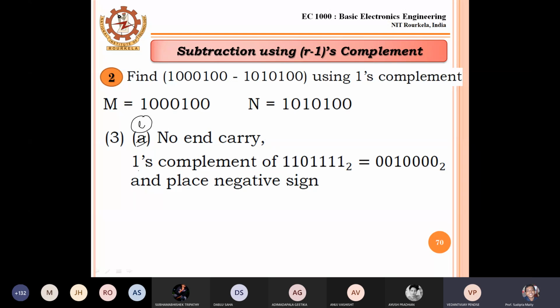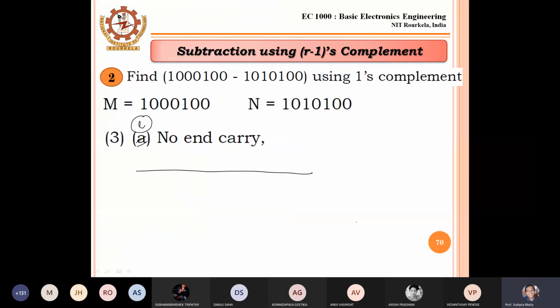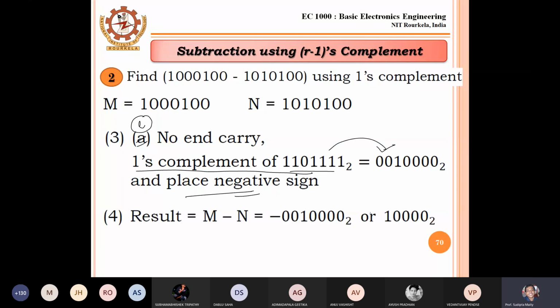Then find the one's complement of the resultant in the last problem. That means whatever result we got. Just 1 minute. It is B. So you have to perform the one's complement of the resultant. You can easily get this one, and then you have to place the negative sign. So the result is this one with a negative sign. Okay, so that is the end of the class.